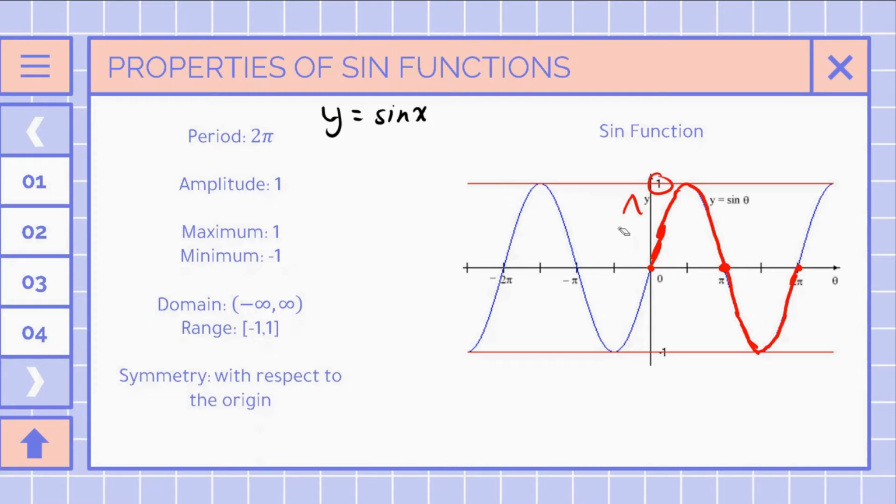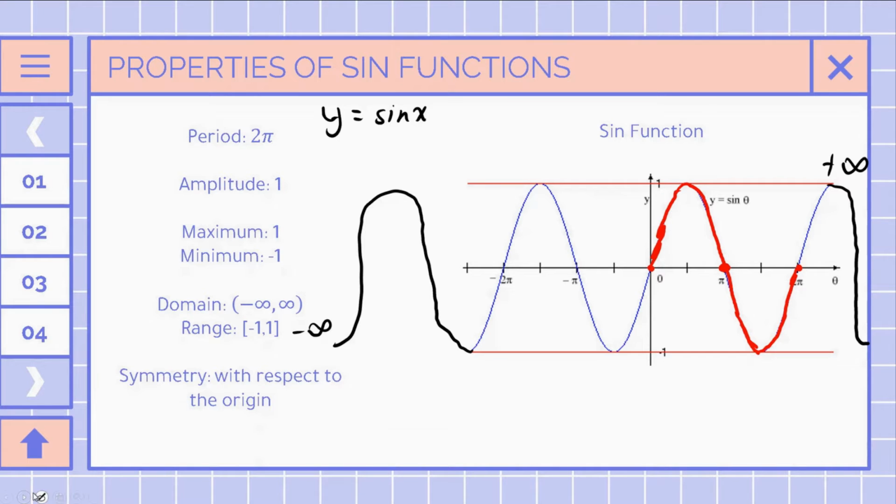Okay, and for our domain of the function y is equal to sine x, it extends all the way from -infinity to +infinity. If you just keep continuing this graph like this, it goes on to -infinity. Same thing here, just continue the graph, it goes to +infinity, which is why the domain goes from -infinity to +infinity.